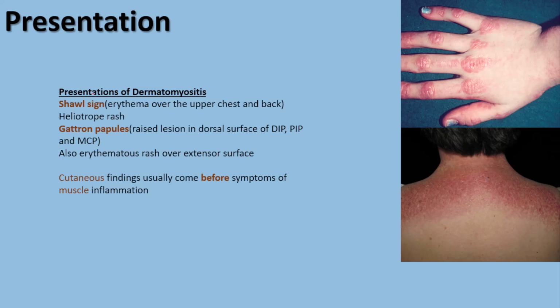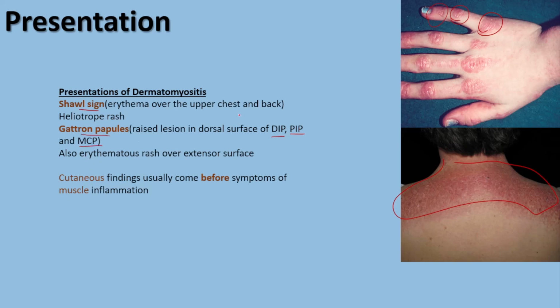First of all, we have the shawl sign, and this is an erythema over the upper chest and back. It's like someone is having burning signs on the places that are covered by a shawl, so we call it the shawl sign. We can also have Gottron papules on the hand. These are raised lesions over the MCP, PIP, and DIP joints: distal interphalangeal joints, proximal interphalangeal joints, and also metacarpophalangeal joints.